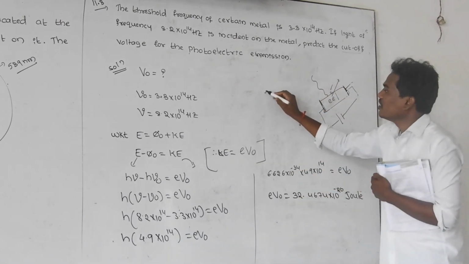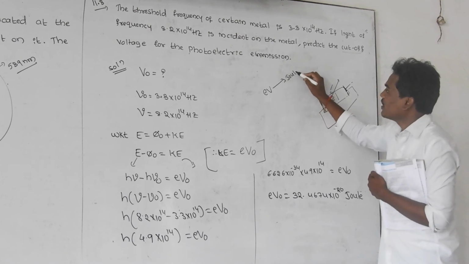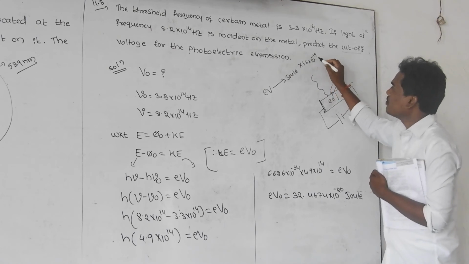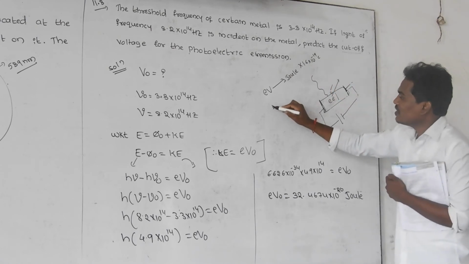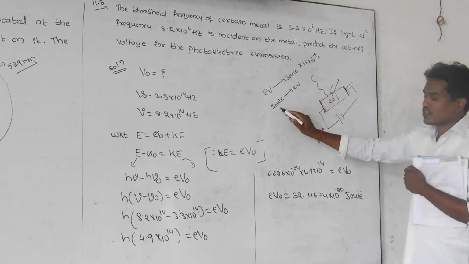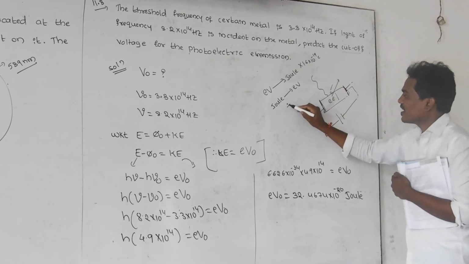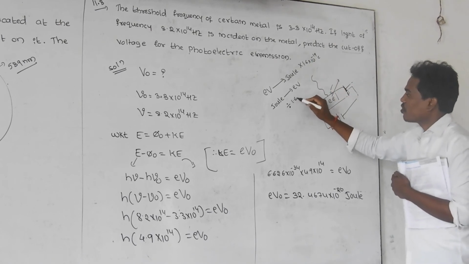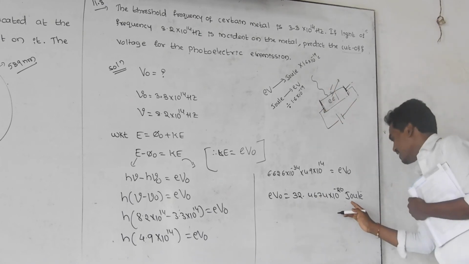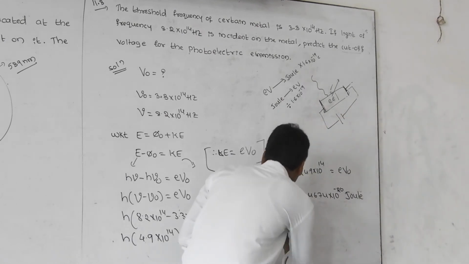You know very well, whenever electron volt is converted to joule, you multiply the number by 1.6 into 10 to the power minus 19 coulomb. And whenever joule is converted to electron volt, the reverse process, instead of multiplication you divide by the number 1.6 into 10 to the power minus 19. Here joule to electron volt conversion is there. That's why you have to divide.